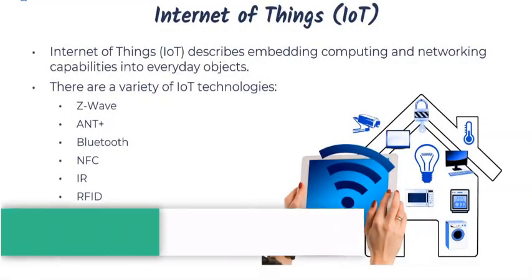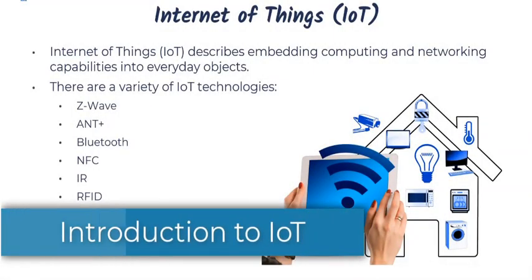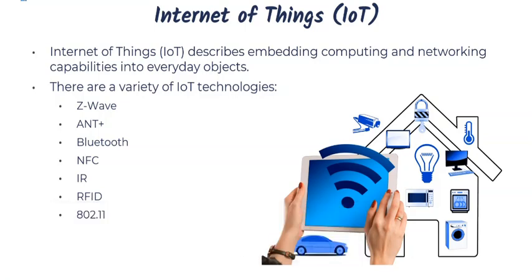So we're going to conclude this section by doing an introduction into the Internet of Things, better known as IoT. IoT is a broad buzzword, and it specifically describes embedded computing and networking capabilities that are now embedded into everyday devices. There are a variety of different IoT technologies, but one really popular one is home automation, like I have depicted here on the screen.